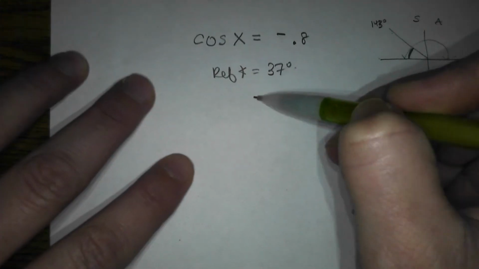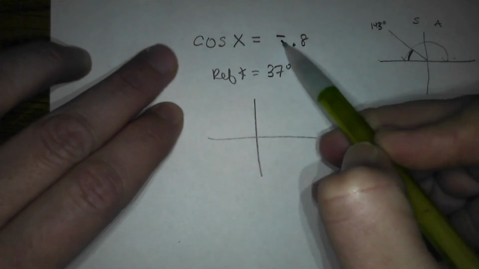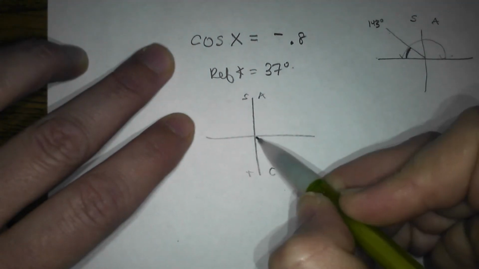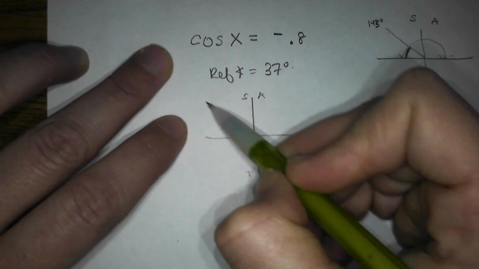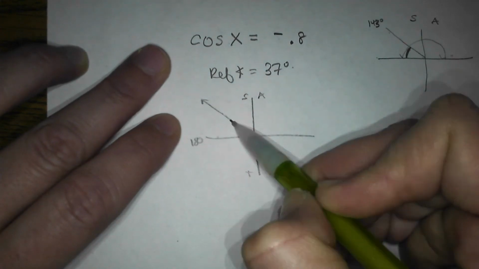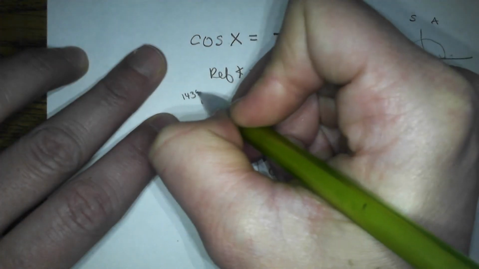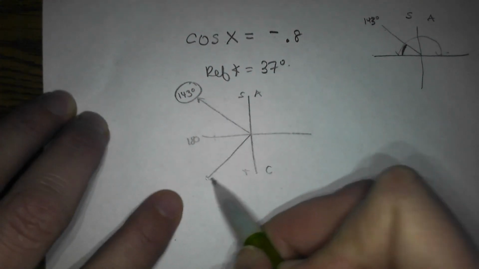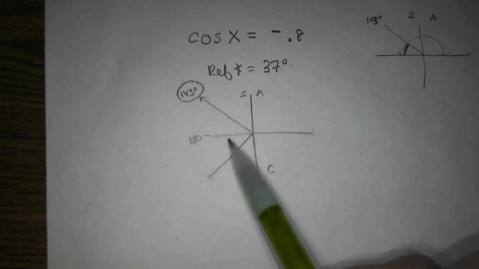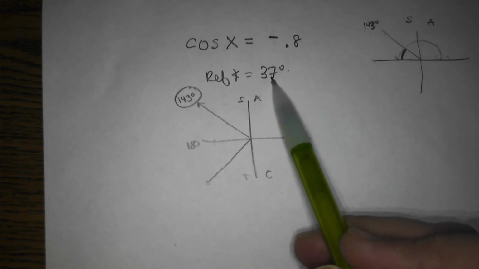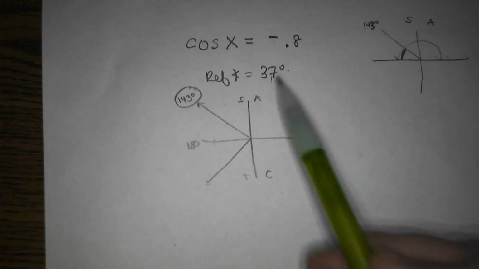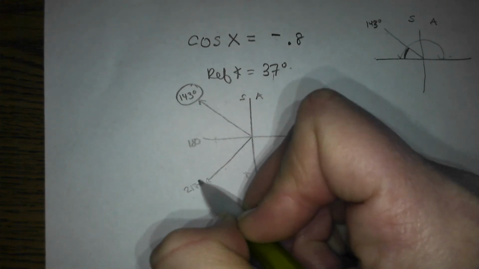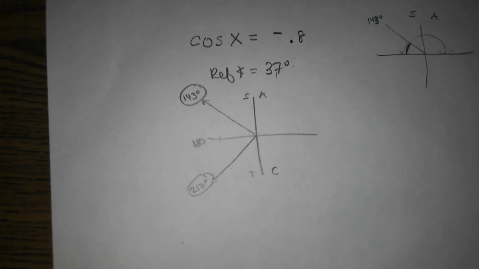And actually, now if we go to set this up, where is cosine negative? 2 and 3, right? So 180 backed up 37 will actually give us that 143 answer. But 180 forward 37, you're not going to come up with that angle unless you've processed mentally that there was a 37-degree reference angle. So 180 plus 37 gives us 217 would be our two answers.